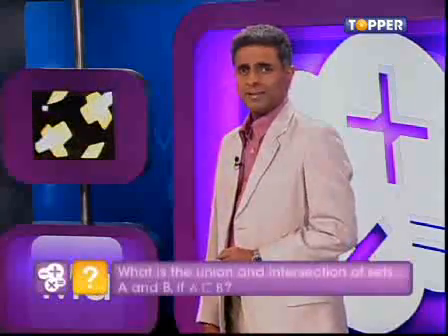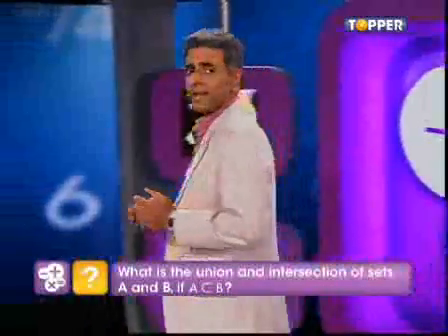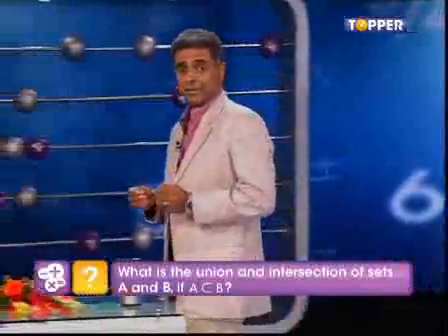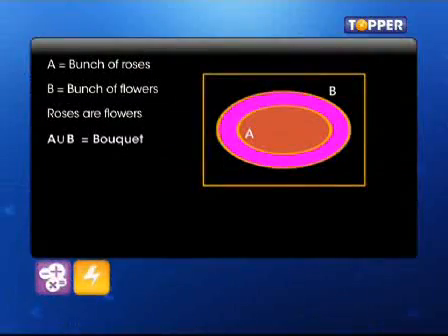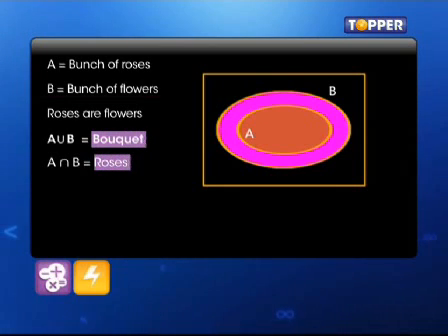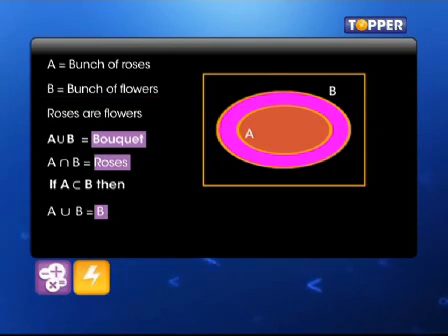Terrific question, Shankar. That's what I'm here for, to make sure that I answer your questions and make sure that those marks are yours. Let me answer this question with an example. Consider a bunch of roses and another of flowers. Now, roses are flowers. Call the first set A and the second set B. Now the union of these 2 sets, you're right, is a bouquet. And their intersection is the set of roses. So we conclude that when A is a subset of B, then A union B is equal to B and A intersection B is equal to A.